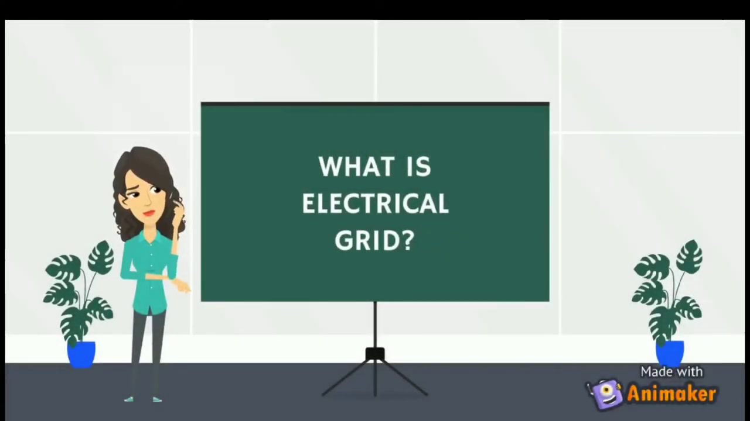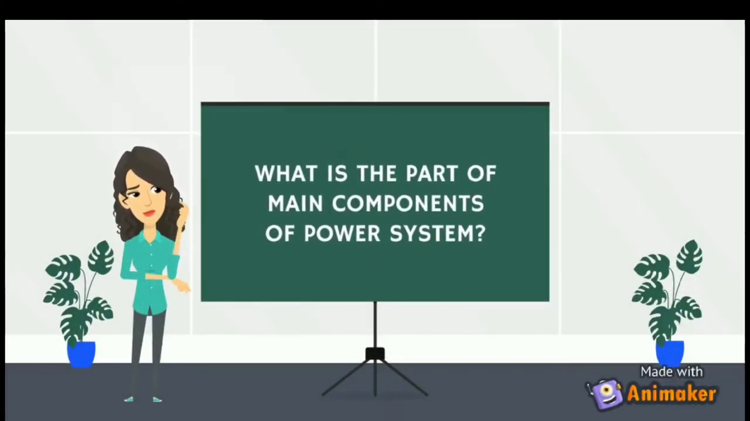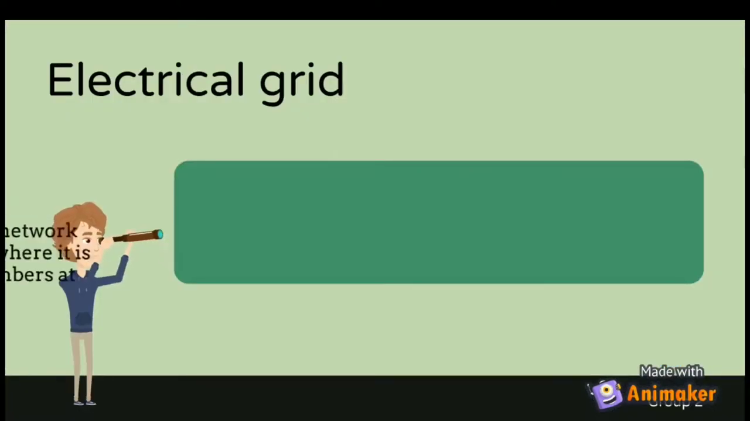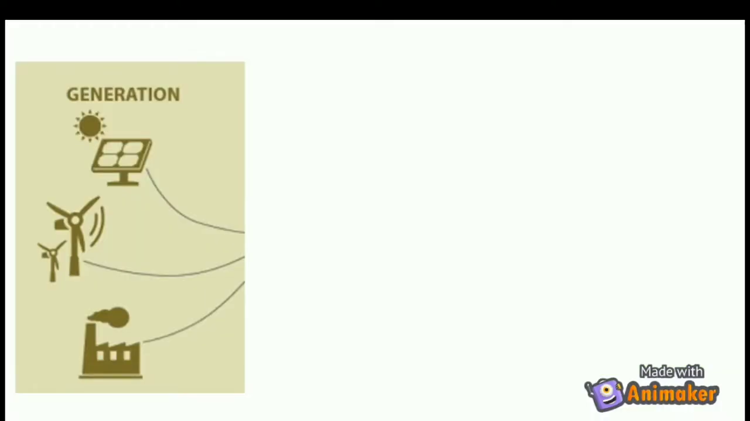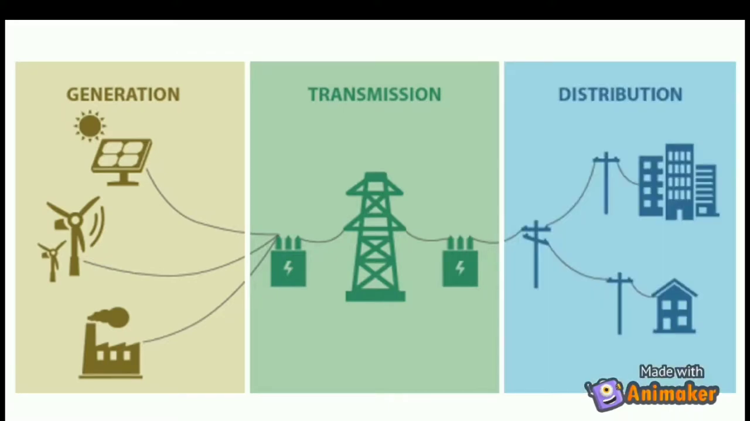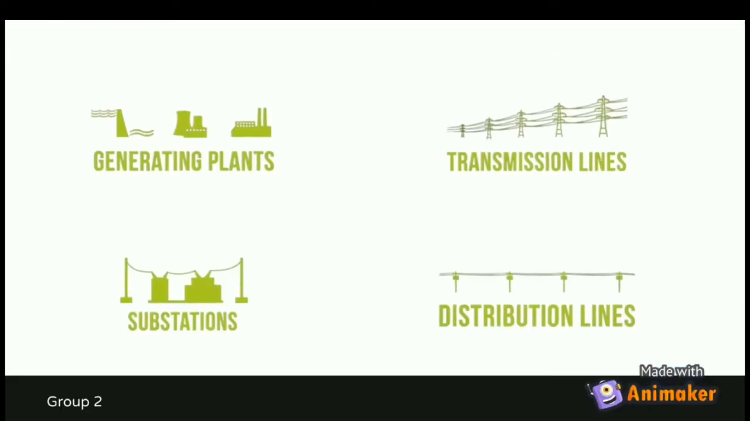What is an electrical grid? What are the main components of a power system? An electrical grid is an interconnected network for delivering electricity from the place where it is generated all the way to consumer members at the end of the line. An electric grid is built with 3 major components: generation, transmission and distribution. There are several key pieces constructed to support the delivery of electricity to the consumer.